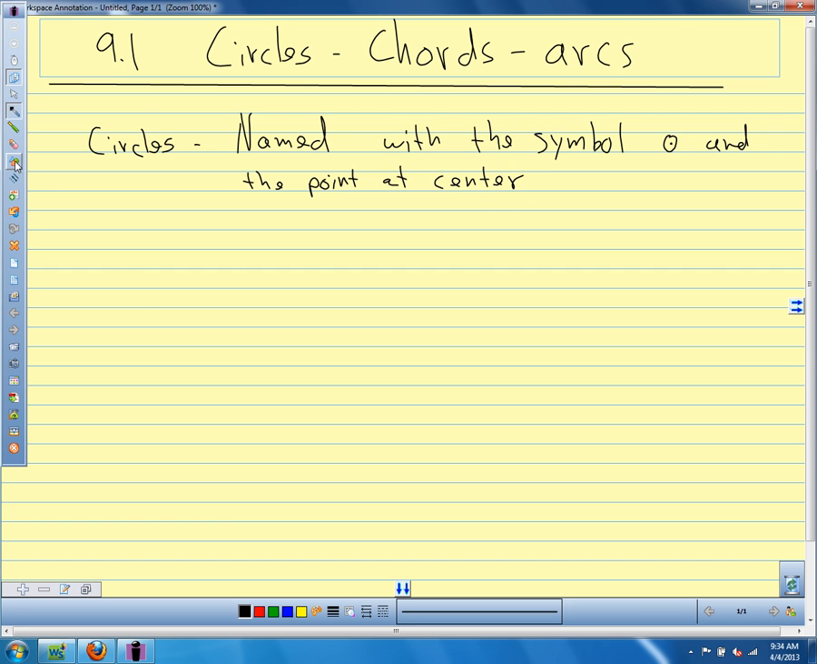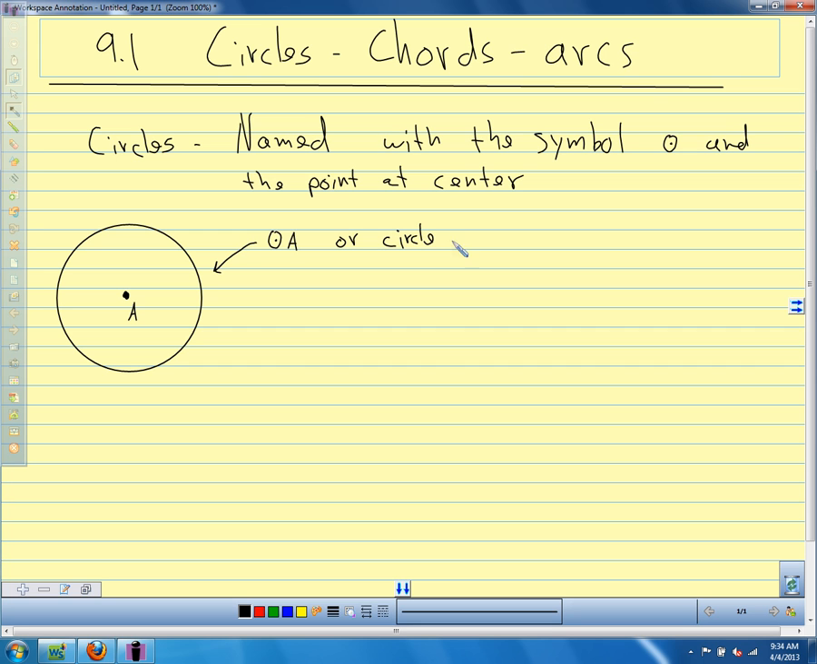So if we have a circle here, and our center is A, we would call this circle A. Or we could just use the word circle. So this means circle A. It's talking about the circle with A at the center. So that's how we're going to name them.